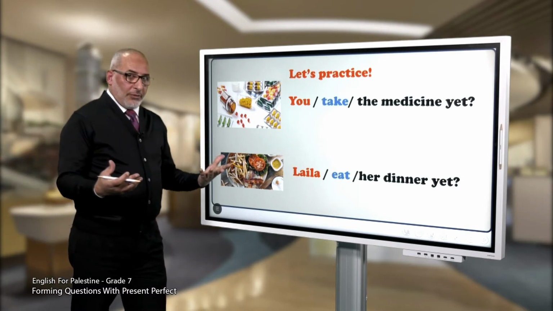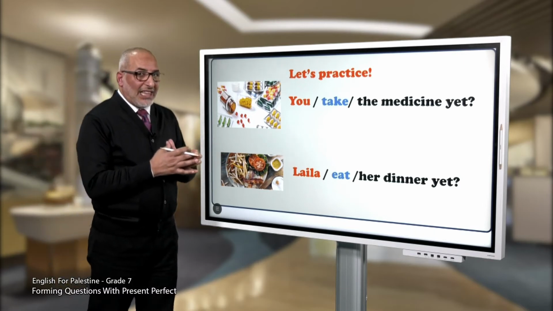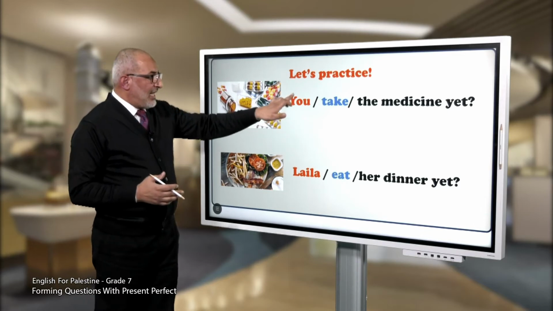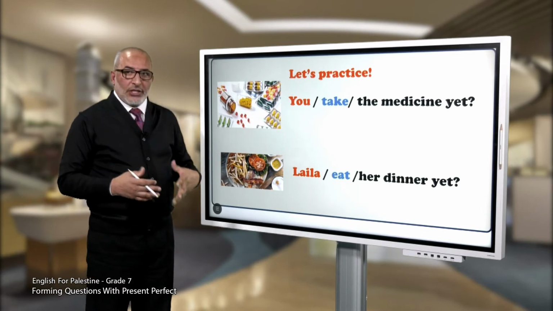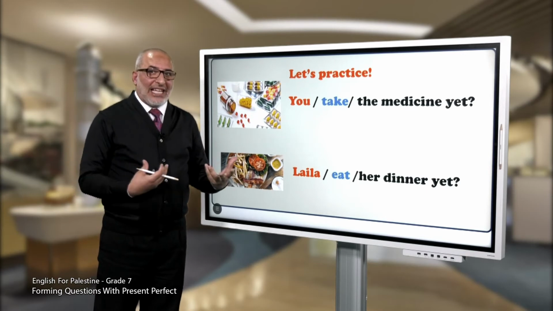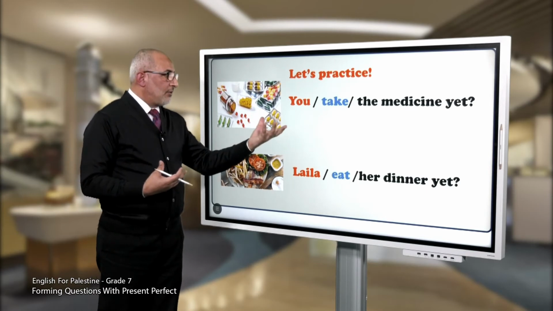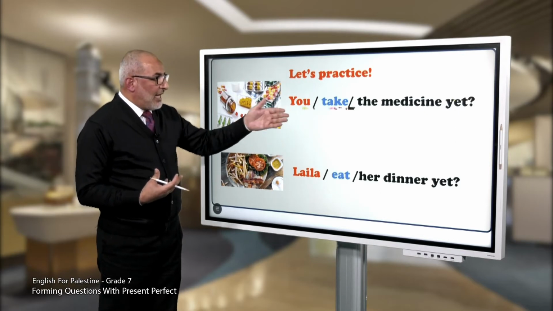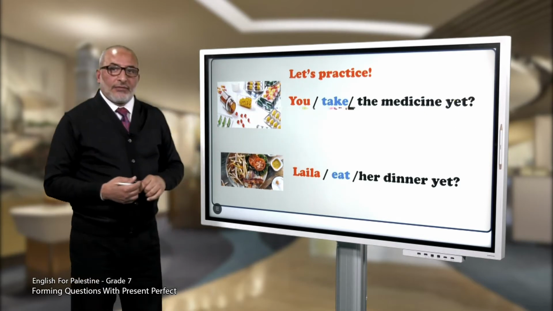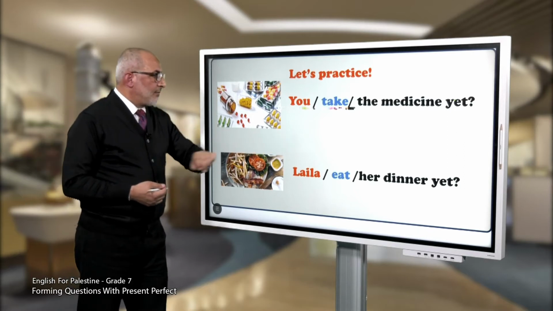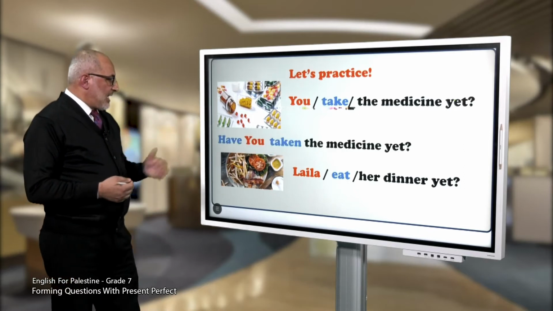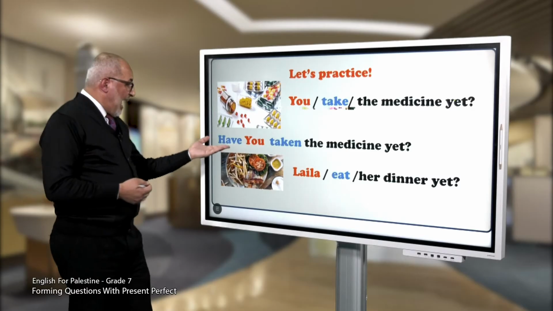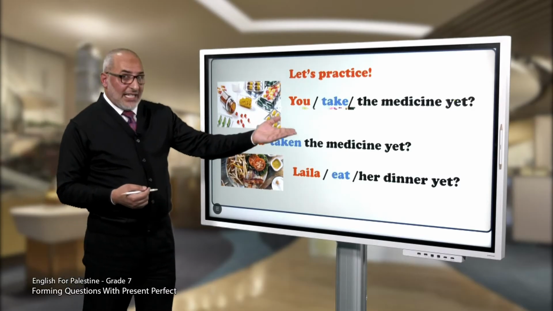As I told you, we should start with the auxiliary have or has. The subject here is you. So we should start with have or has. All right, good. With have, right. And then we put the subject and then the past participle of the verb. Let's see. Yes. Have you taken the medicine yet?